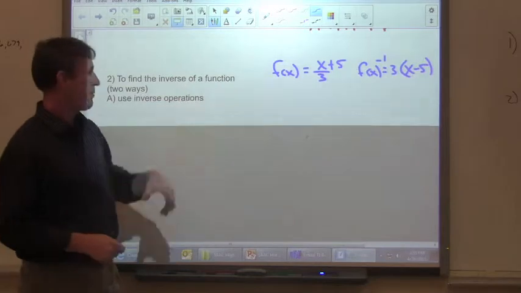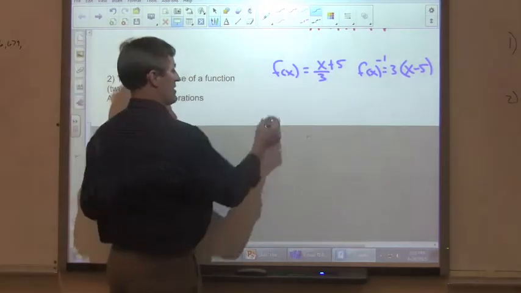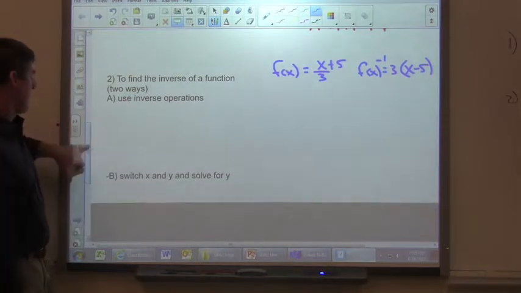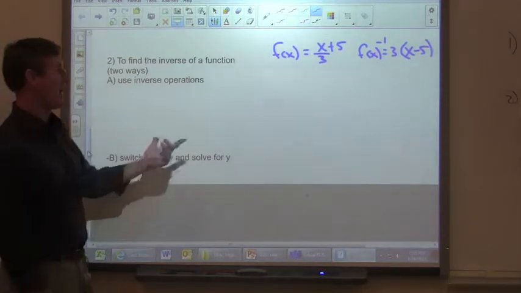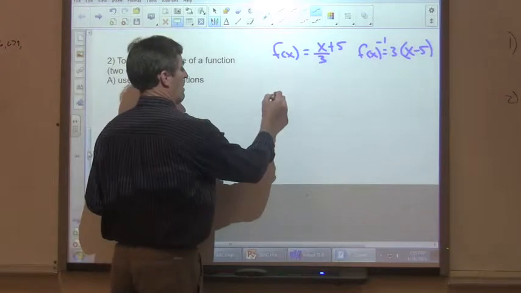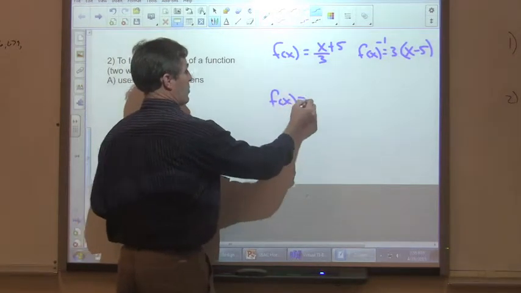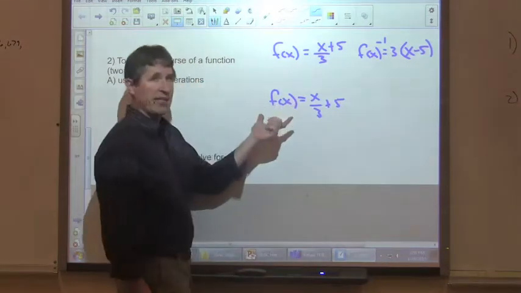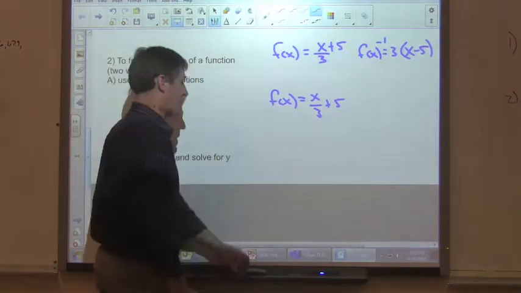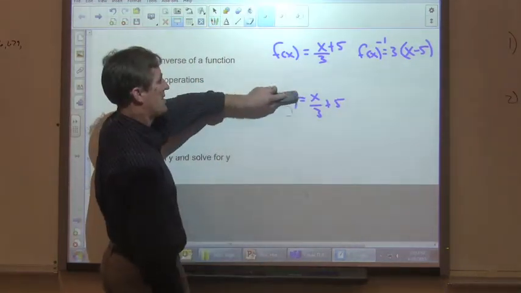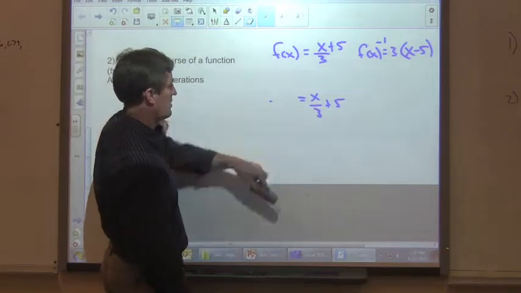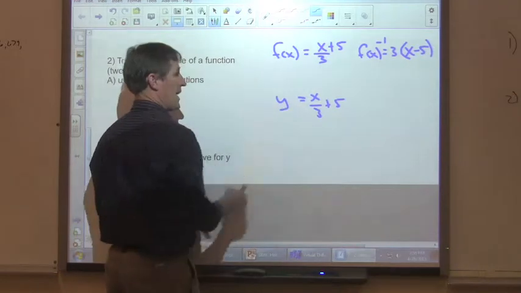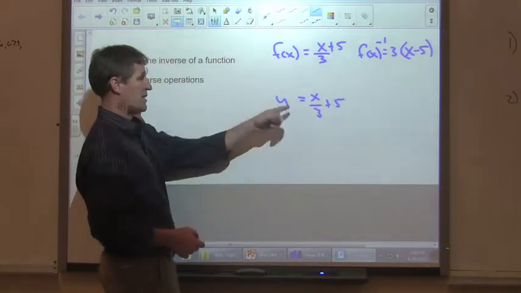So it gets a little complicated there. An easier way to do this is the second method. And the second method is simply switch the x and y and solve for y. Remember when I write this, let's go back to this equation. Remember, f of x is the same as writing this as y. So I can write this as y equals x plus 3, and then x divided by 3 plus 5.